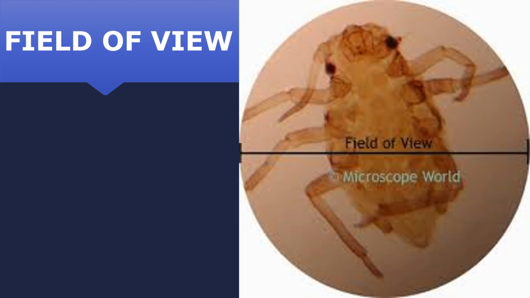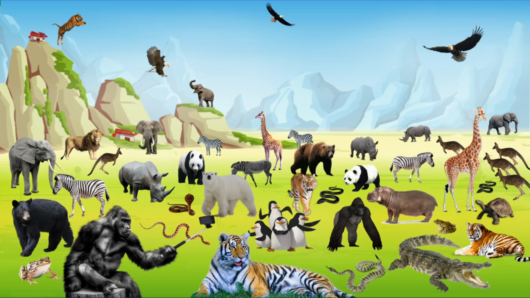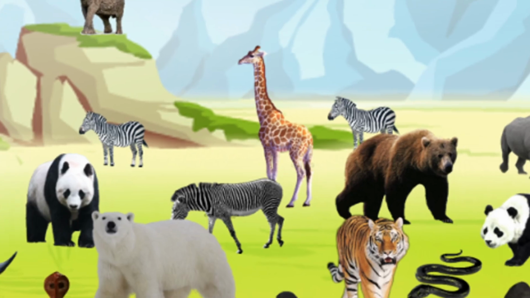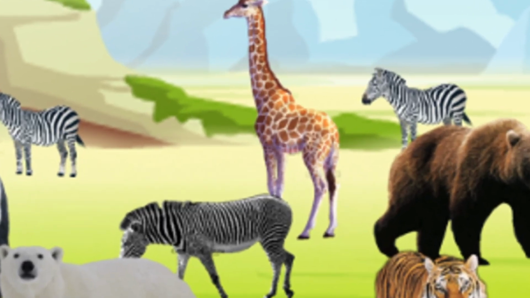Field of view is the diameter of what you see. Higher magnification shrinks your viewing area. Consider this field of animals. You can see a lot of animals, but if we zoom in to count the spots on the giraffe, we can't see as many animals. Our field of view shrank.